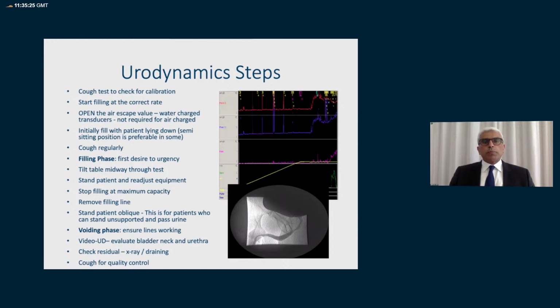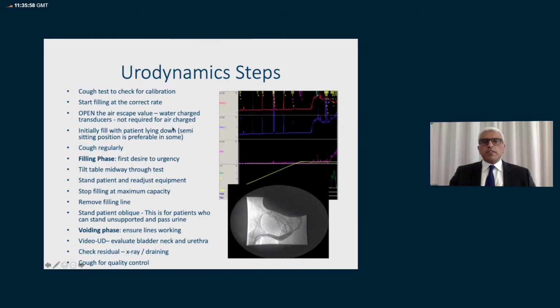Most of the patients can be done lying down. Some patients will prefer, or some departments will prefer, a semi-sitting position. Whatever the preference is, probably we should have the same protocol all the time. One needs to have regular coughs. Previously, we used to say every minute. Now we say regularly, and especially during the COVID era, one needs to be very careful in asking patients to cough repeatedly, and we need to protect ourselves and the patients.